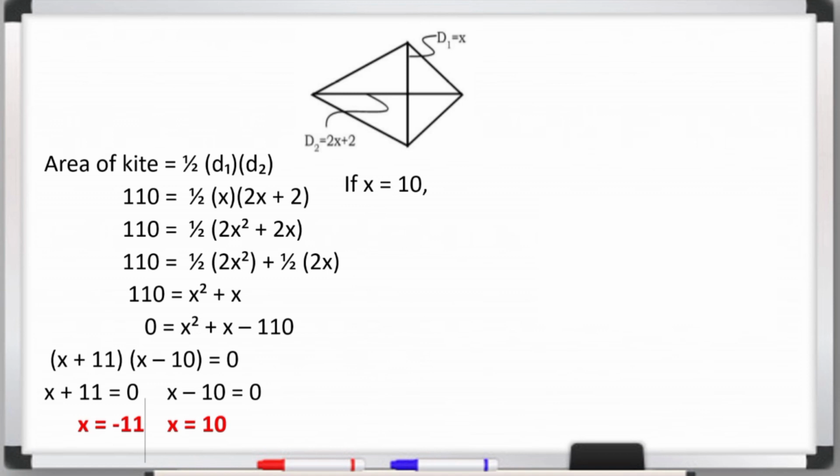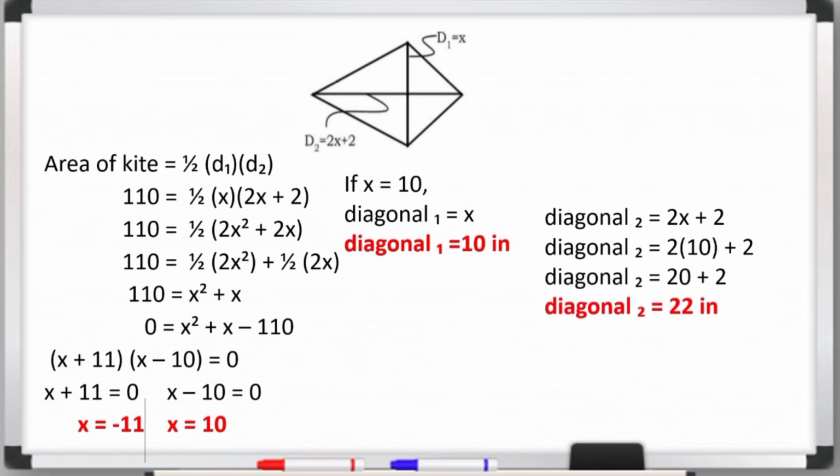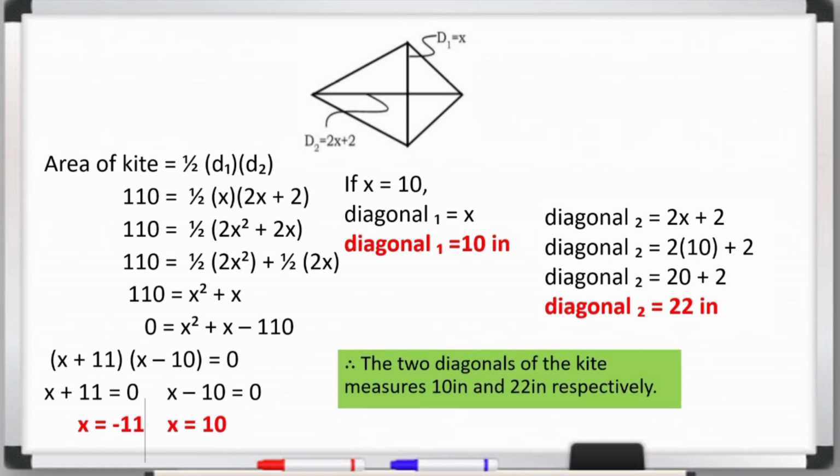So if x equals 10, diagonal 1 is equal to x. So diagonal 1 equals 10 inches. Diagonal 2 equals 2x plus 2. So 2 times 10 plus 2, so we have 20 plus 2. Diagonal 2 equals 22 inches. Okay, so from the problem, what are the lengths of the diagonals? Therefore, the two diagonals of the kite measure 10 inches and 22 inches respectively.